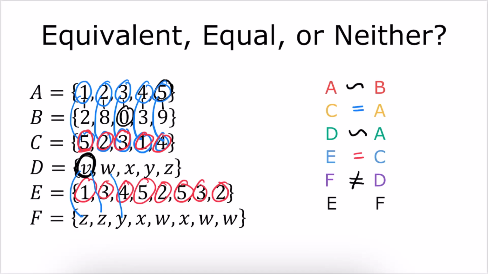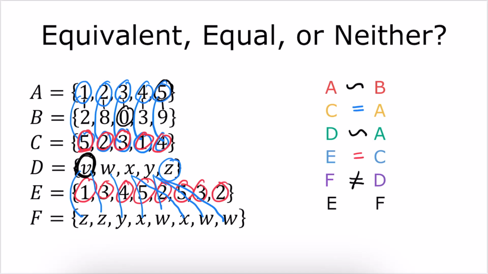And then let's say I match up X with X, so X would match up with both of the X's. And then let's say I match up Y with W. Well, Z does not have anything to match it up with. And so that means there's not a one-to-one correspondence between D and F, and so they're not equivalent either. They're not equal and they're not equivalent.